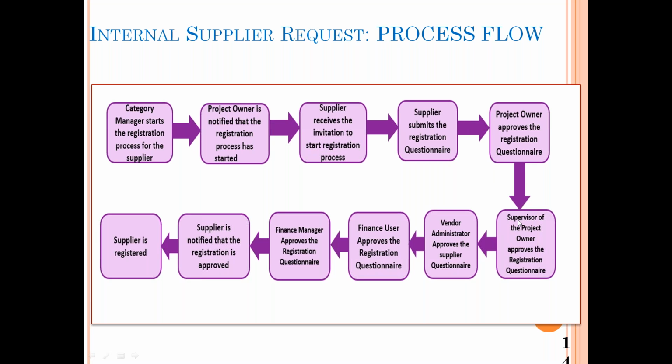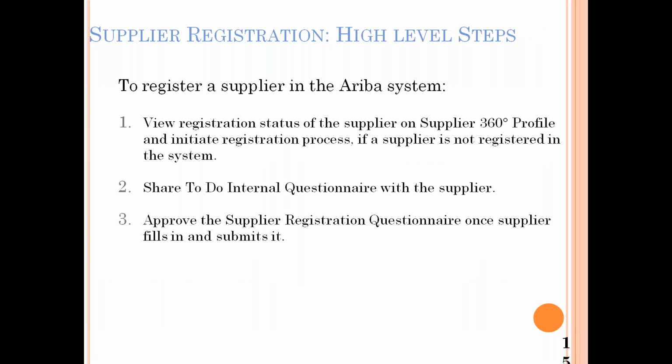So there can be one person who can approve the registration, or there can be multiple users who can be part of the registration process. Okay. So this is just an approval process flow I just wanted to show you. Okay. And again, these are the high level steps which we have discussed now.